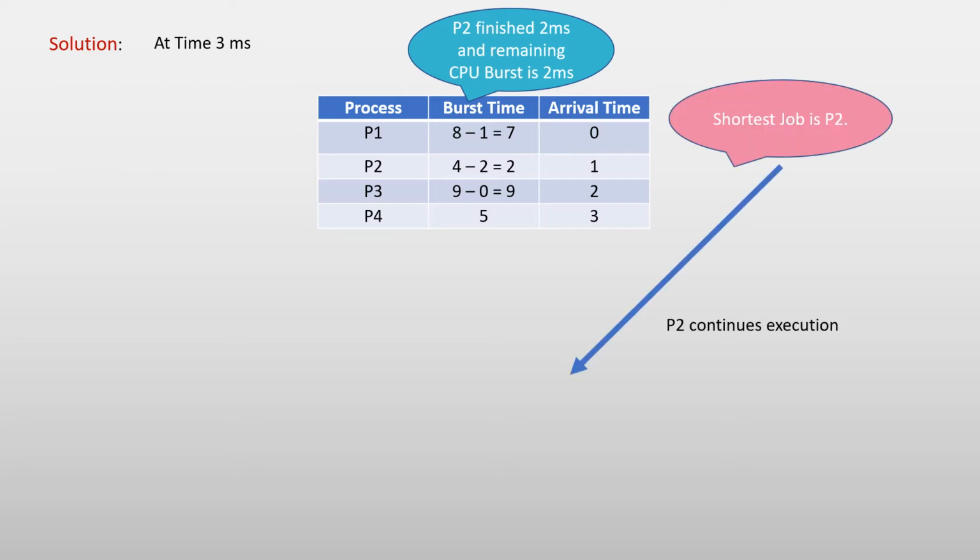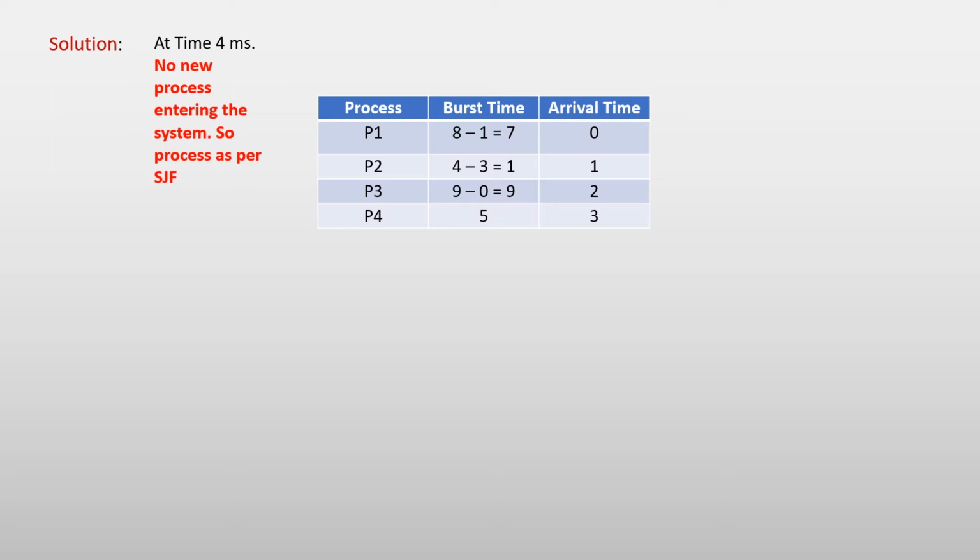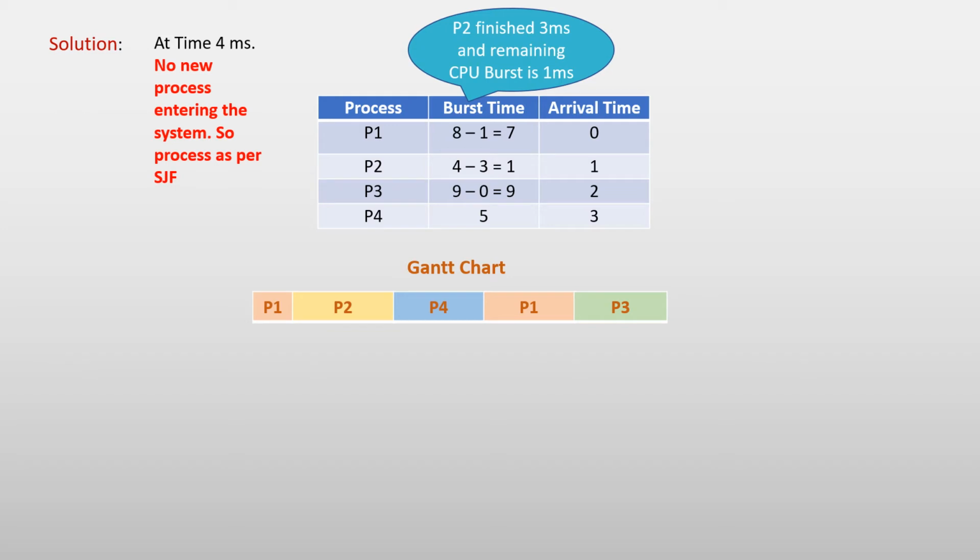Here, out of the 4, P2 is again the smallest. So P2 continues its execution till 4, and at 4 milliseconds, new processes are entering into the system, so we process all the remaining processes as per shortest job first. Till now, 3 milliseconds of P2's work is finished and only 1 millisecond of work is remaining. So it will execute from 4 milliseconds to 5 milliseconds. Then P3, P4, which is the smallest process with 5 CPU bursts.